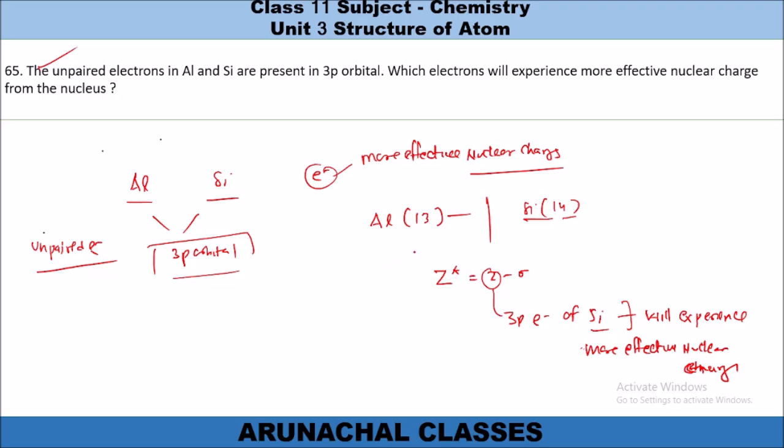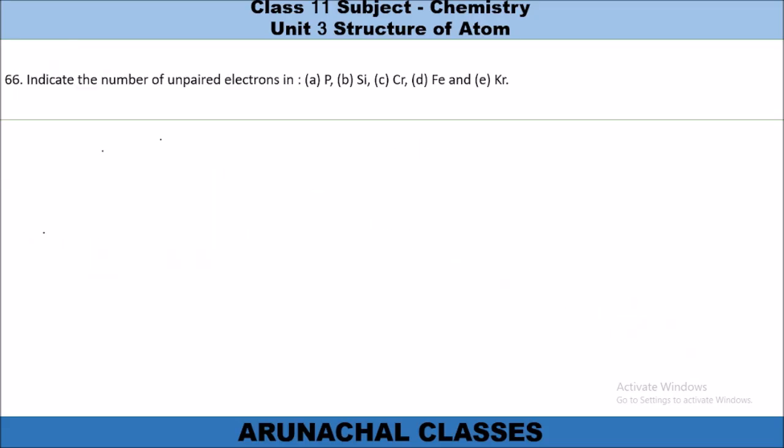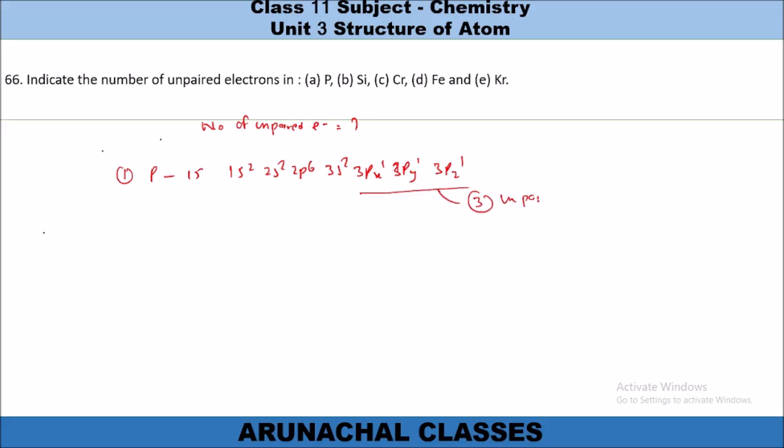Going to question number 66. Indicate the number of unpaired electrons. The first one is phosphorus having atomic number 15. Let's write the configuration: 1s2, 2s2, 2p6, 3s2, 3px1, 3py1 and 3pz1. These p orbitals are not completely filled, so it has 3 unpaired electrons in the 3p orbital.